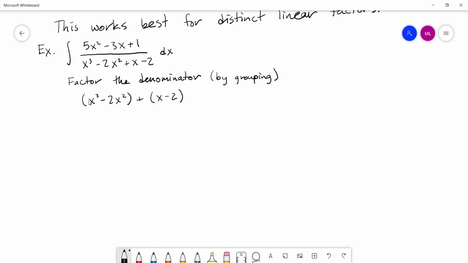And now I'm just going to factor as much as I can out of here. These both have at least an x squared in them, so I'm going to factor an x squared out. And I'll be left with an x minus 2, which is great, because over here I've really got a 1 times x minus 2. And now we can factor the x minus 2 out of both of these to get x minus 2 times x squared plus 1.